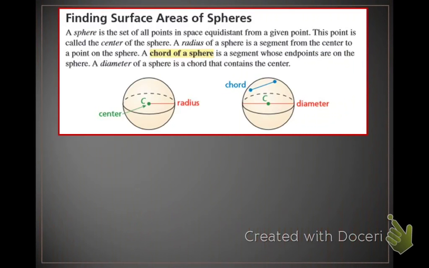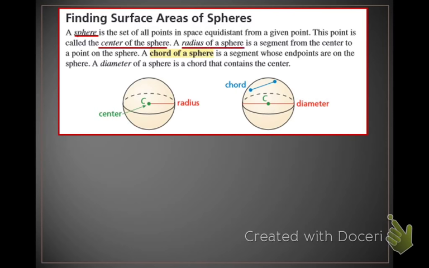Okay, so first we're going to talk about a sphere. A sphere is like a 3D circle. The technical definition: a sphere is a set of all points in space equidistant from a given point. So all the properties for a circle actually apply to a sphere. You're going to learn those words again. That point is called the center of the sphere, just like you have a center of a circle.